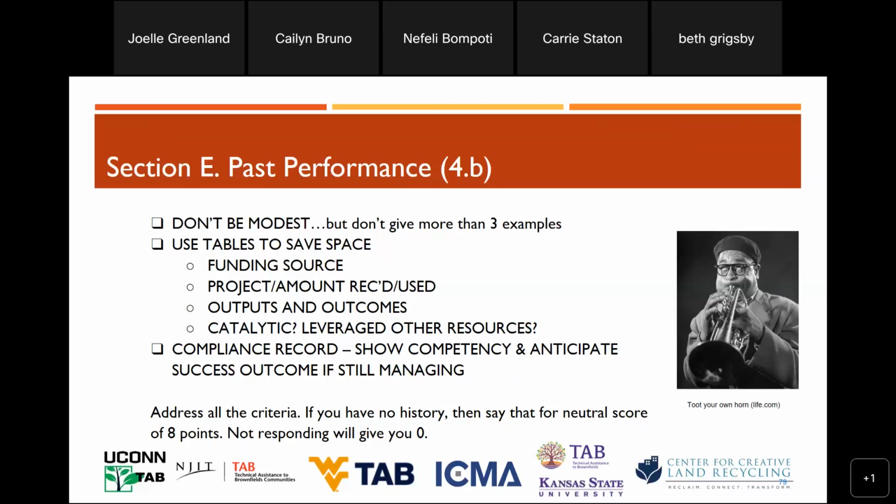Again, consider using a table to save space, make things more organized, make sure you're checking all those boxes, include the funding source, amount, how it was used, and the specific outputs and outcomes, and know the difference between those two. Because those are your measures of success along with your compliance record. And pay attention to the "or" here. And by that I mean address all the criteria, look at the guidelines. If you have no history of receiving a grant in the past, then say that. You'll get 8 points for that. But if you don't say anything, you'll get a 0.